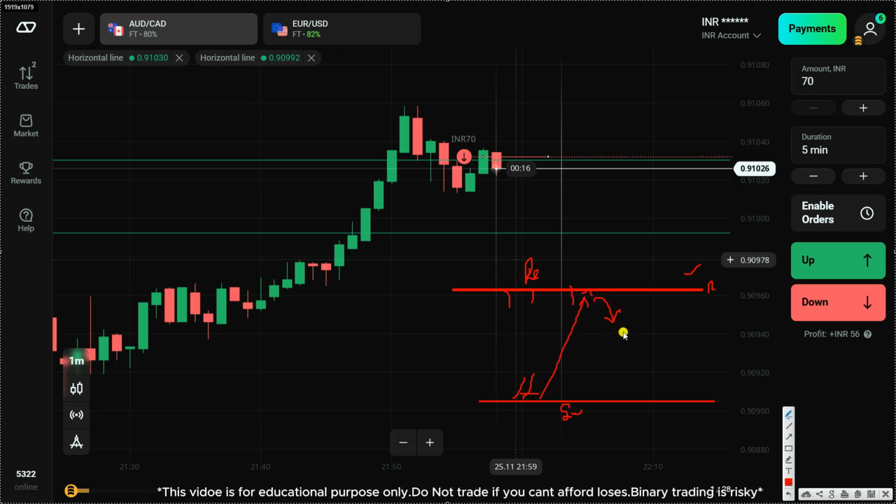Sellers will come back again. They will move in a downward direction and come back to the buyers. So in this way, this cycle will form again and again between the buyers and the sellers.